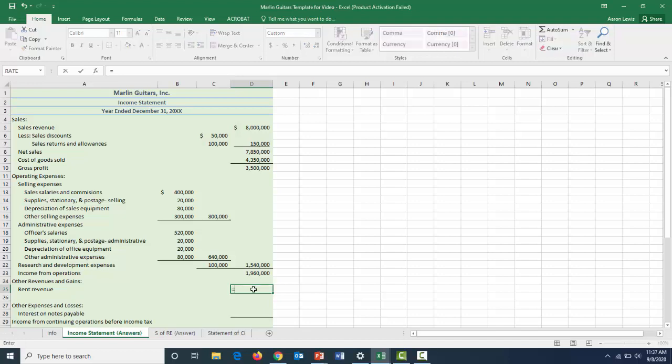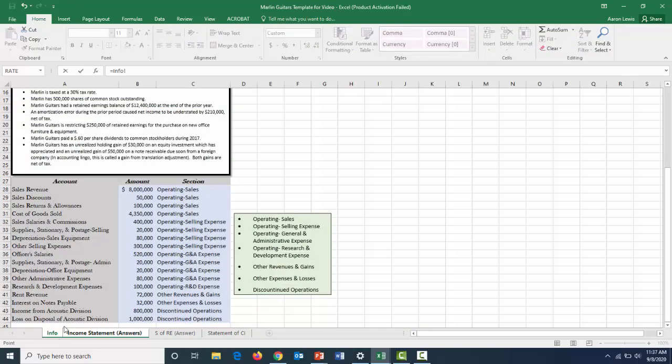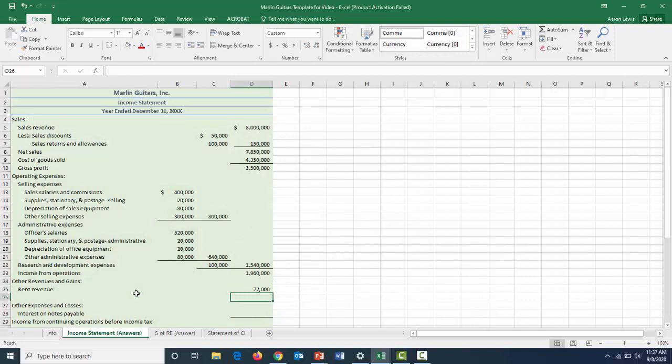So let's go and grab that rent revenue from our information, and it was $72,000. Again, if you had multiple others, you would total them up in the middle column and then move the number over to the right, but since we had just one number, we're going to start it right on the right side. If we take our income from operations, add to it our total other revenues and gains, we get this no-name subtotal of $2,032,000.